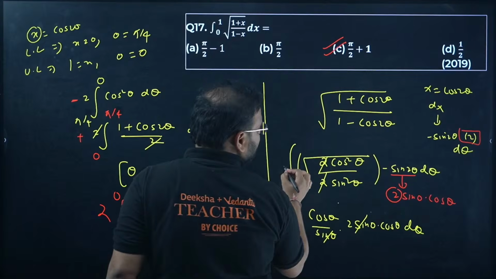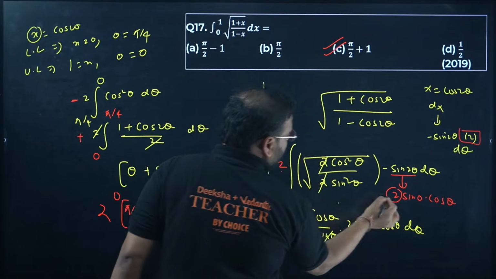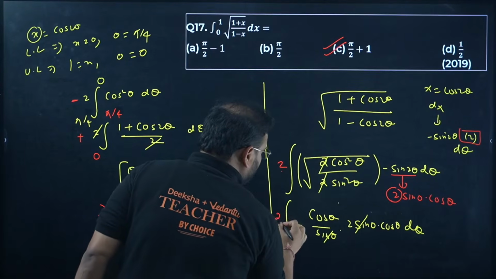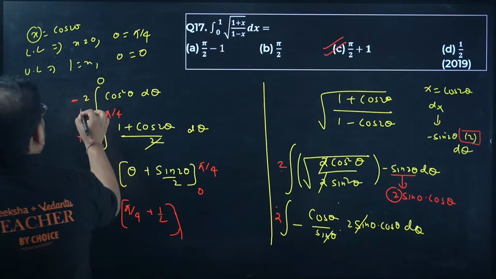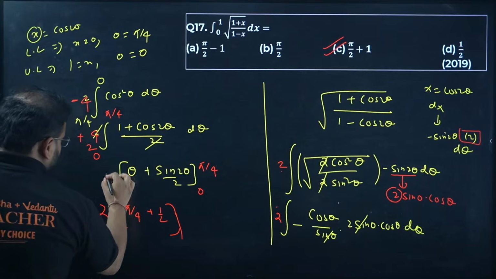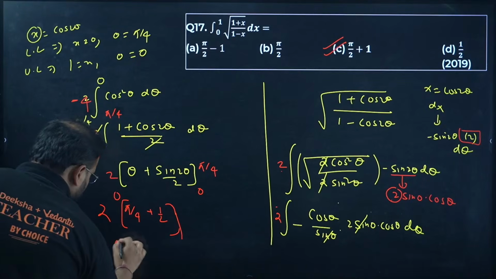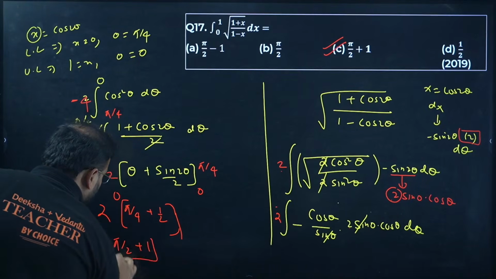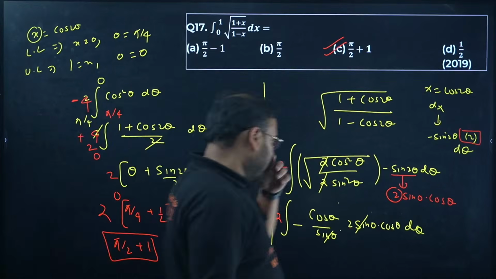So you have two 2's actually. One 2 is already over here, and this 2 also is there. So actually you'll have one more 2 and 2 becomes 4. I wrote it as only 2. So now it was actually 4 and you had 2 outside all the time. Now you can check, the answer is coming as pi by 2 plus 1. Correct. My bad. I did not write the 2.